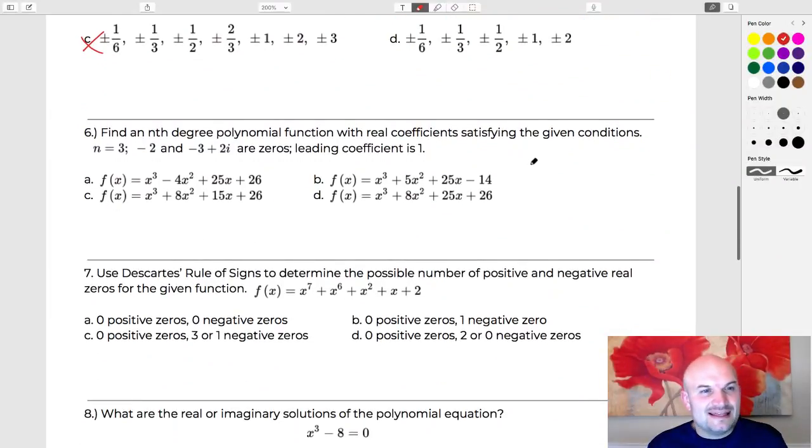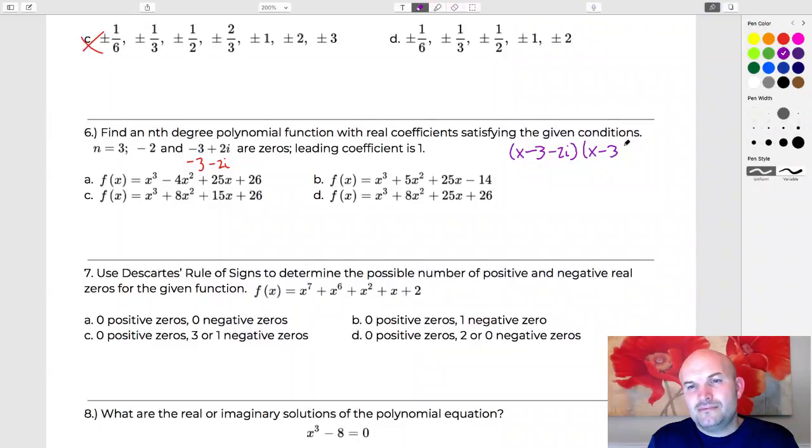The next one is: find the nth degree polynomial with real coefficients satisfying the given conditions. N equals 3, which would be the degree, and then you have -2 and 3 plus 2i. All right, so if these are my zeros, then I know that 3 minus 2i also has to be a zero. So let's write these in factored form, which would be x minus 3 minus 2i and x minus 3 plus 2i.